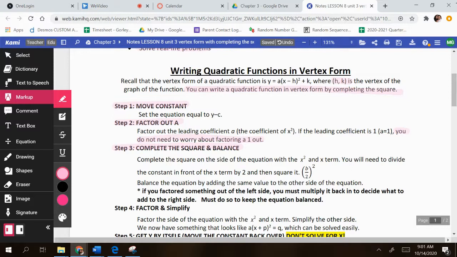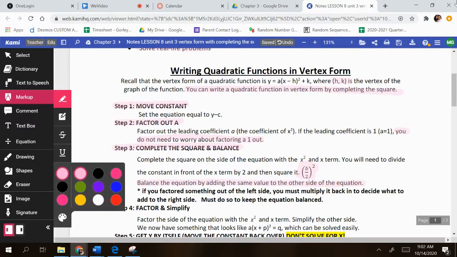So we're going to complete the square on the side of the equation with the x squared and the x term. We'll need to divide the constant in front of the x term by 2 and square it. So this is our little shorthand for that, (b/2)². And we're going to balance the equation by adding the same value to the other side of the equation.